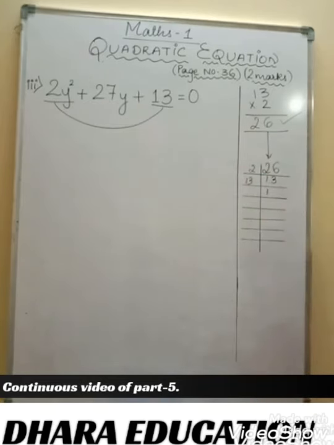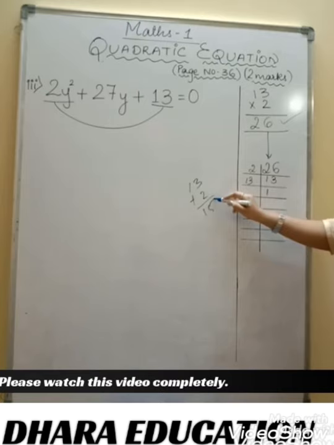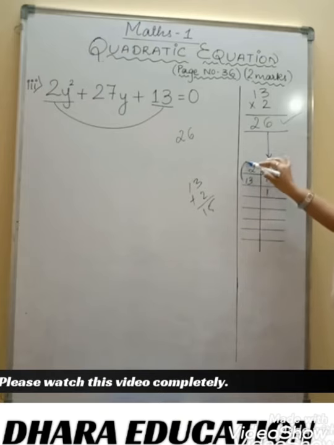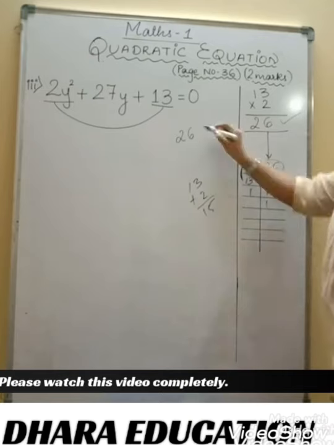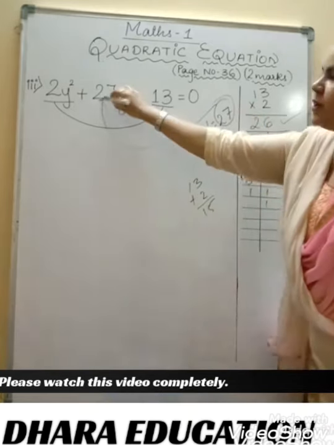There might be a confusion in your mind about what to do, because if we add 13 and 2, you will get 15. So how will it be? The simplest thing is that you just take 26. When we multiply this by 2, we will get 26. And here 1 1s are 1. Adding 26 and 1, you will get 27, which is our middle term.